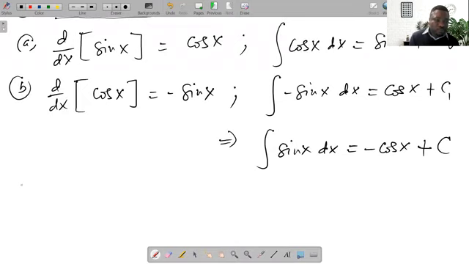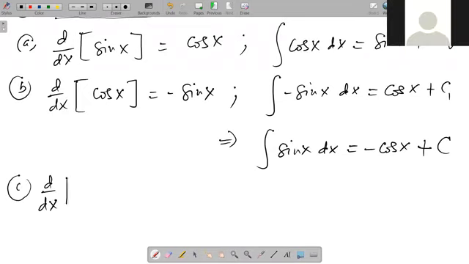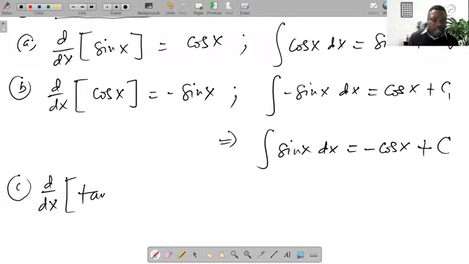Are we good? Yes. If we have tangent of x, what is tan of x? When you take the derivative of tangent of x, what do you have?